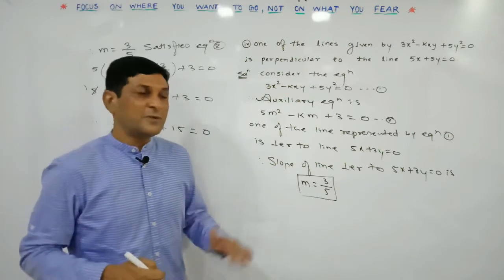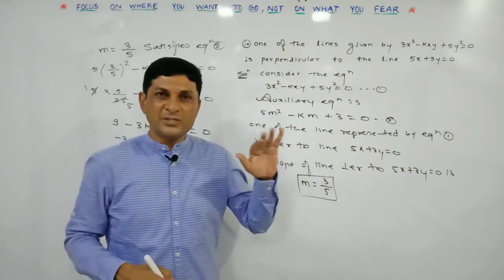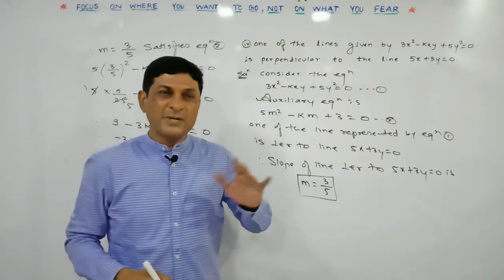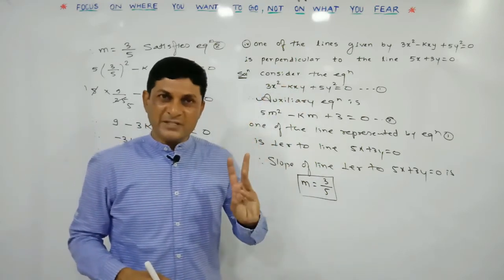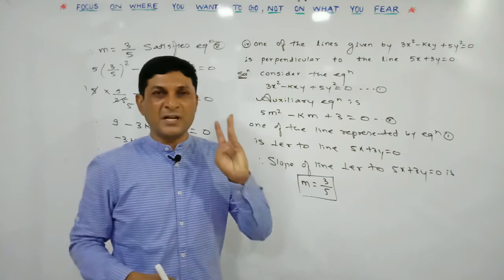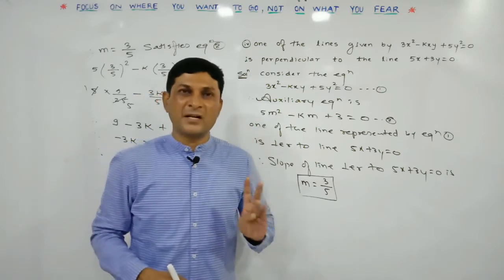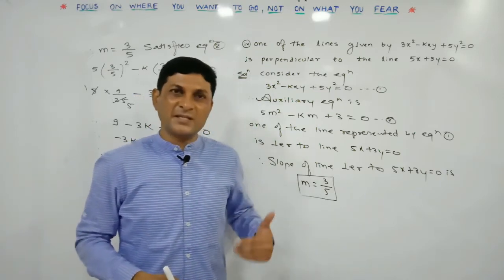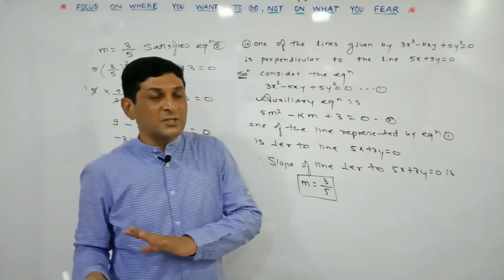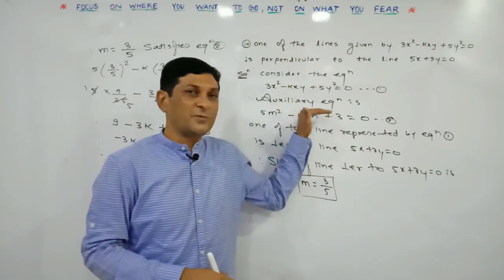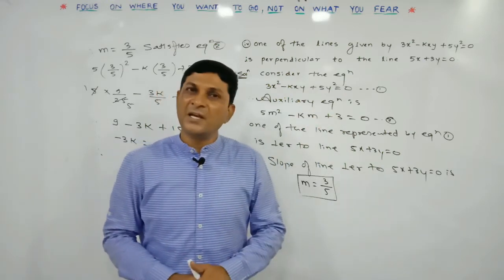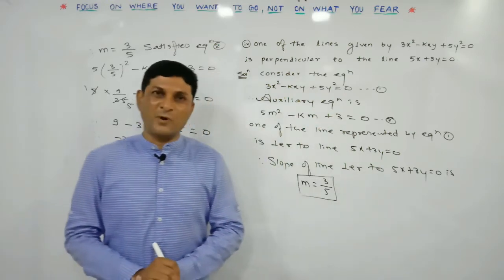Remember that whenever we are making use of the auxiliary equation, if the slope of one of the lines represented by the homogeneous equation is given to us, or a line represented is given to us, or a coincident line or parallel line or perpendicular line is given to us, in such cases to find out the required condition or the required value, we are converting the homogeneous equation into what? Auxiliary equation, and using the auxiliary equation we are solving the example.